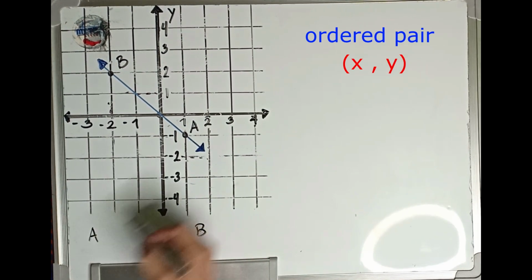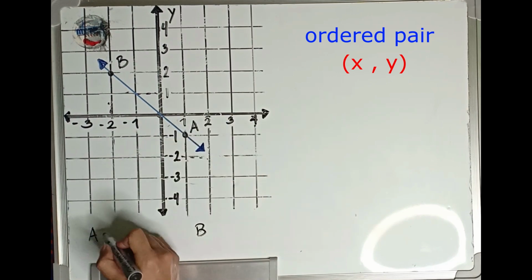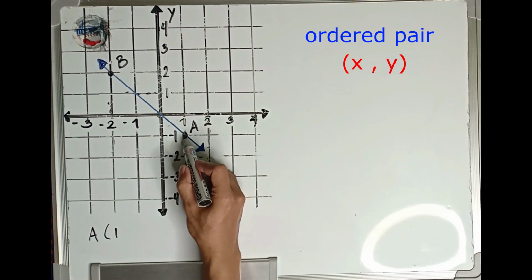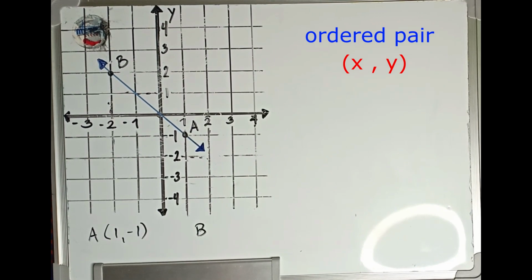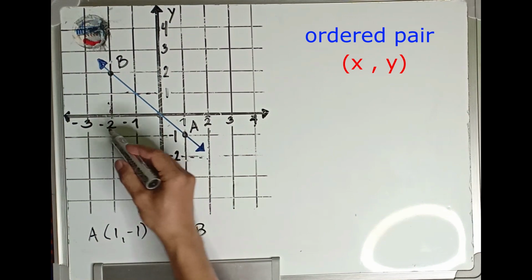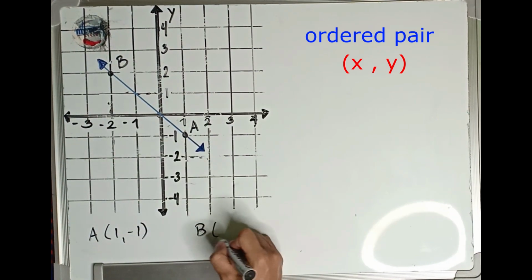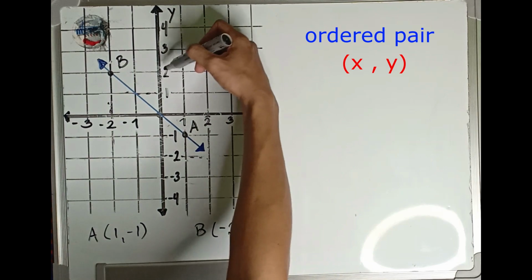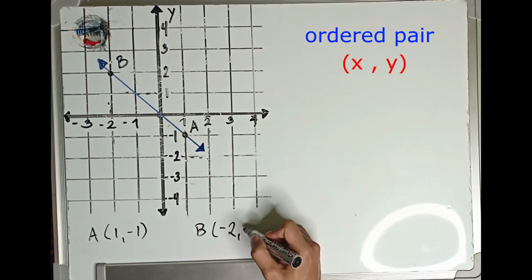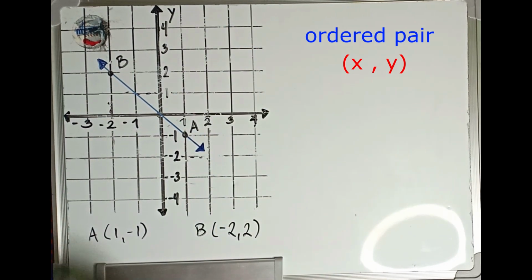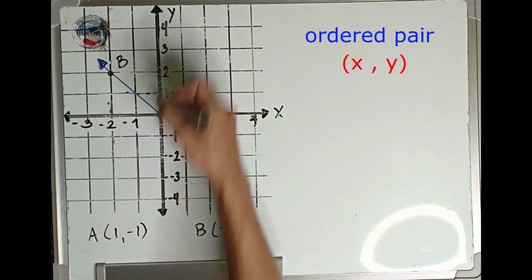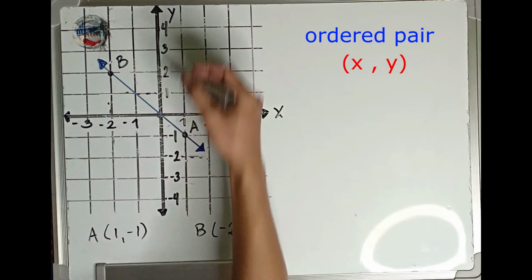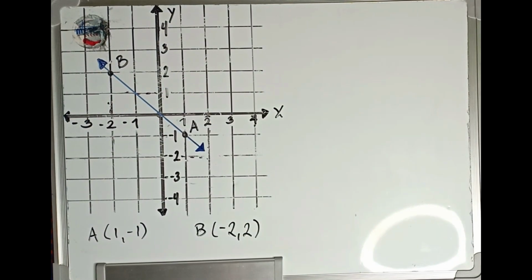So for point A, the x value is positive 1 and the y value is negative 1. And for point B, the x value is negative 2 and the y value is positive 2. Remember, this horizontal line is for x values, and this vertical line will be your y values. The formula that you need to use is the 2-point form.